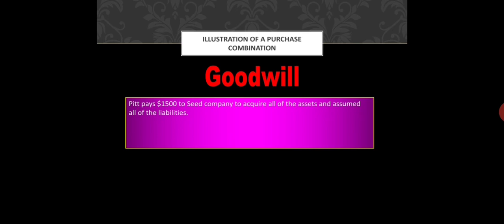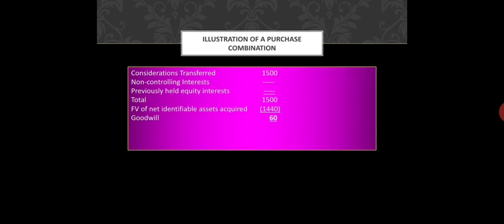To get the goodwill, we must use this formula. Consideration transferred, which is $1,500, and non-controlling interest, which is 0, because Pete Company had acquired all of its assets and assumed all of its liabilities. Previously held equity interest, which is 0, so a total of $1,500, less the fair value of net identifiable assets acquired from the acquiree, which is $1,440. So the goodwill will be $60.